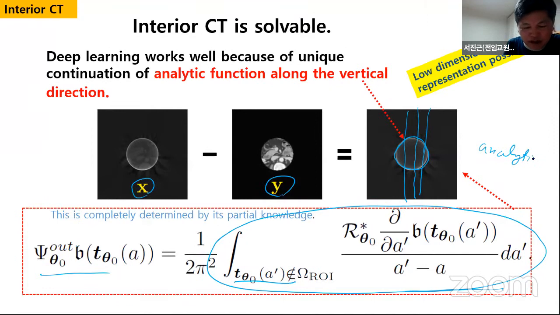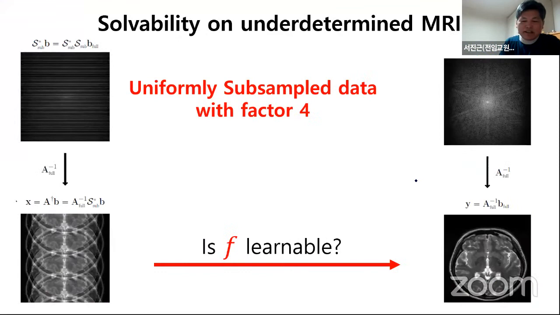Analytic means you have unique continuation. The meaning is that if you know the information in a small local region, that completely determines all of this. That means this structure is a low dimensional structure, so deep learning learns it very well. So deep learning works successfully in the interior CT problem.